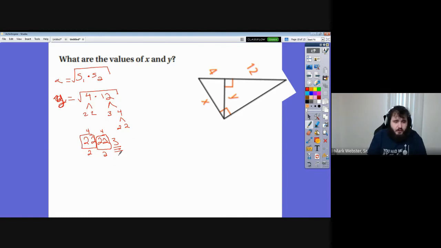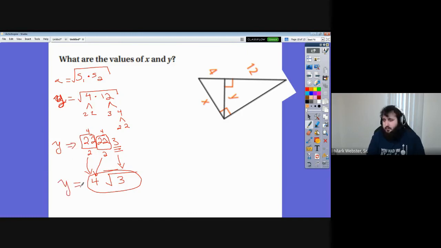So the 3, all alone, stays inside the radical. And then these two 2's, we multiply them to the outside, and we get 2 times 2 is 4. So we get y equals 4 square root of 3.